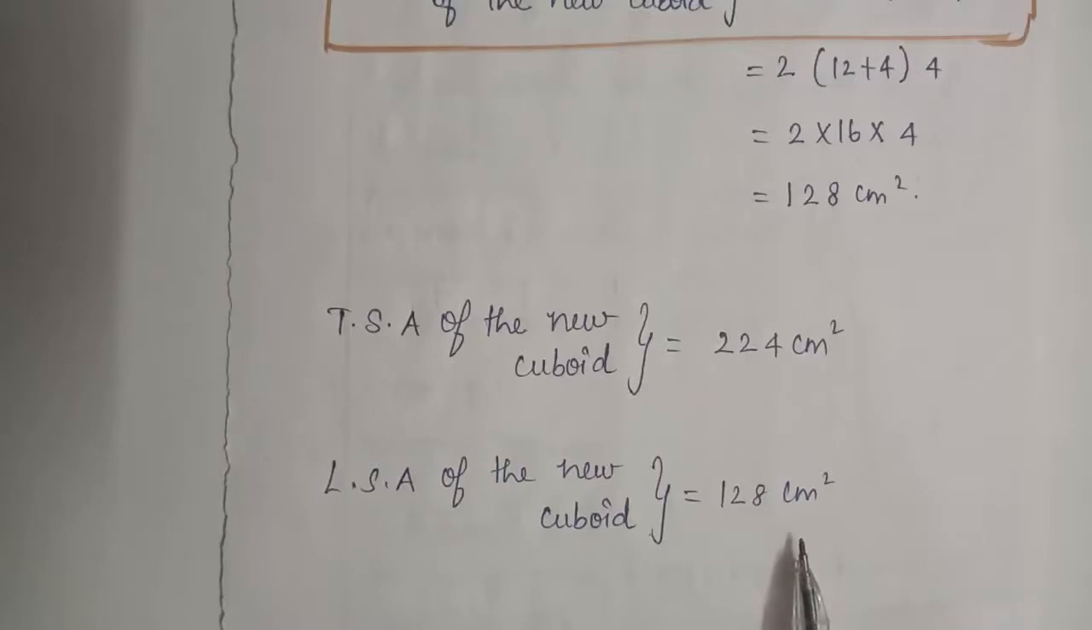So that's all students. Up to this, exercise 7.2 is over. So in the next video we are going to see some worked out examples and exercise 7.3. I hope you all understand the concept of total surface area and lateral surface area of the cube as well as cuboid.